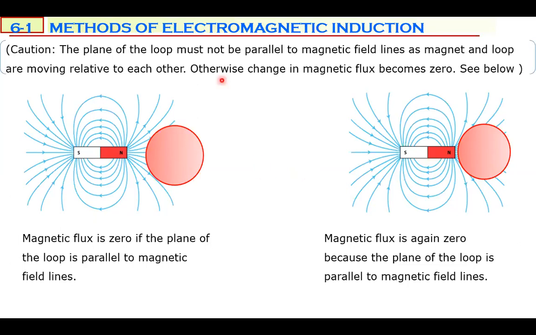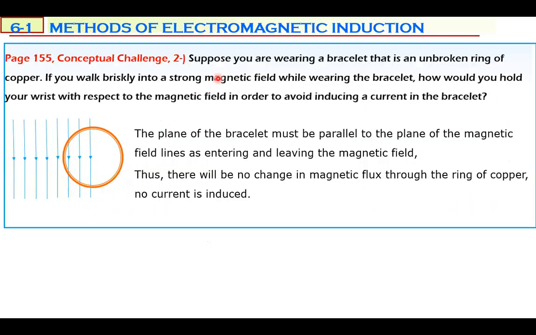There's a good conceptual challenge example in your book. Suppose you are wearing a bracelet that is an unbroken ring of copper. If you walk briskly directly into a strong magnetic field while wearing the bracelet, how would you hold your wrist with respect to the magnetic field in order to avoid inducing current in the bracelet? It says you are going to enter inside this magnetic field with a bracelet, and there will be no current, no induced EMF on this bracelet. How can you do that?